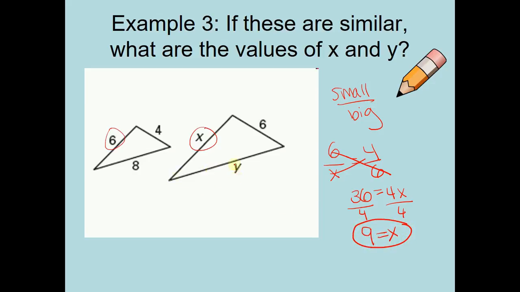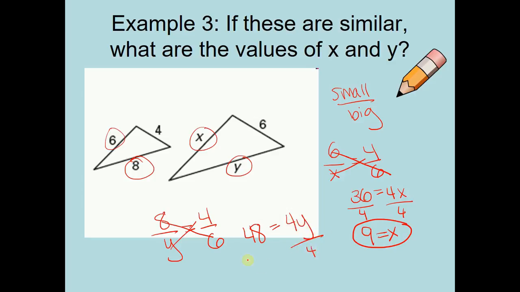Now let's find the value of y. Looks like 8 and y are related, so 8 over y equals, and I'm going to set it up the same thing, 4 over 6 as well. So basically finding the parts that relate to one another. 8 times 6 is 48. Y times 4 is 4y. Looks like I need to divide by 4. So I get y equals 12. So x equals 9 and y equals 12.